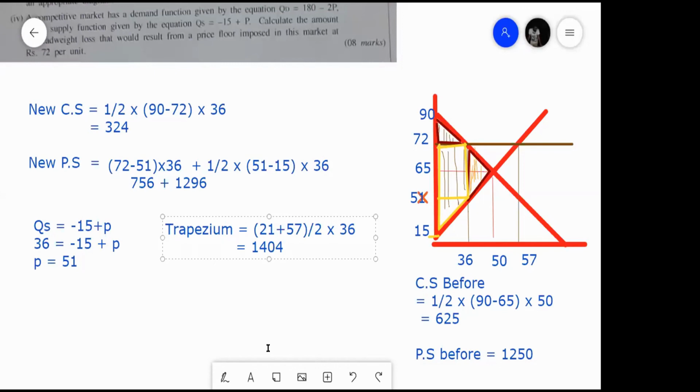1404. Okay, maybe I missed it up here. 648. This is 648. I didn't multiply it by half. Sorry. So yeah, this is 648, the balance. So same thing, right? You get 1404. Both methods should give you the same answer.